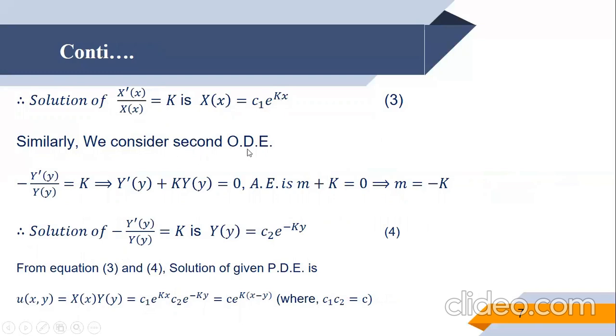Similarly, we consider the second ODE, minus Y dash upon Y is equal to k. So that implies Y dash plus kY is equal to 0. So the auxiliary equation is m plus k is equal to 0. So m is equal to minus k. And again, minus k is a real and different root. And this is a first order ODE. So we write the solution of the second ODE as Y of y is equal to c2 e raised to minus ky.